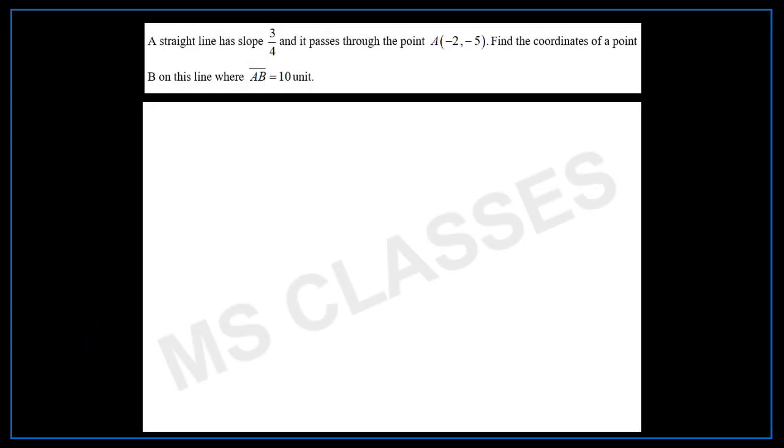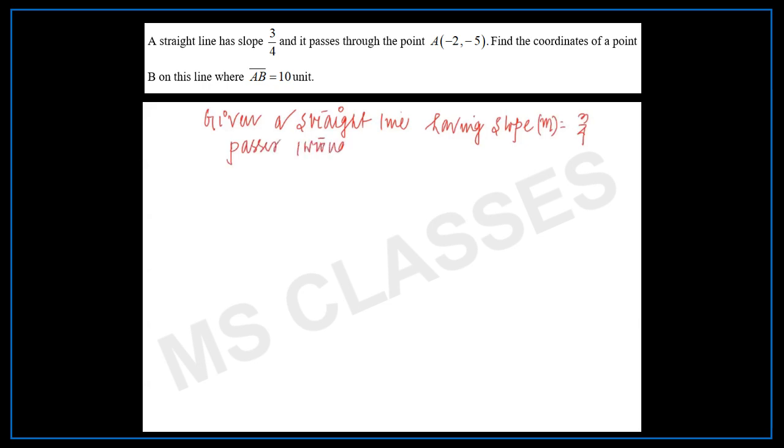It is given a straight line having slope m equal to 3 by 4. We denote it by m. So we have m equal to 3 by 4. Now it passes through what? It passes through minus 2 comma minus 5.